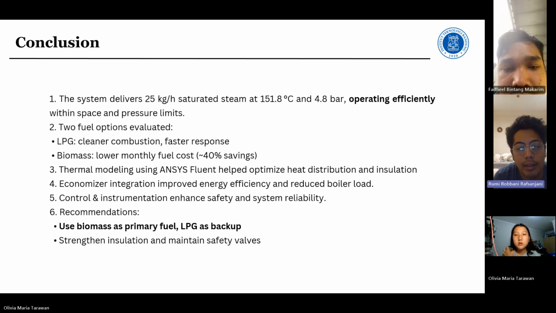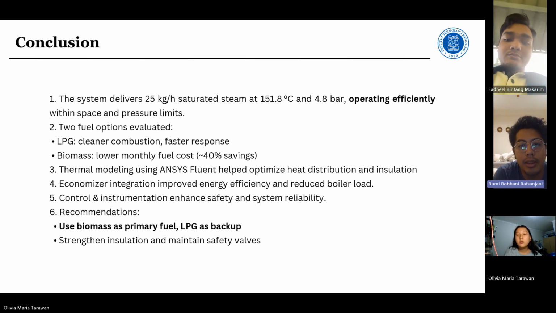Okay. All right. So for the conclusion, the system delivers 25 kilograms per hour of saturated steam at 151 degrees Celsius and 4.8 bar, operating efficiently within space and pressure limits. For the two fuel options evaluated, LPG is cleaner for combustion with a faster response. Biomass has a lower monthly fuel cost with 40% savings.